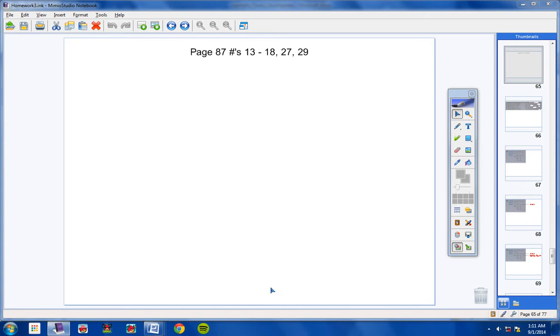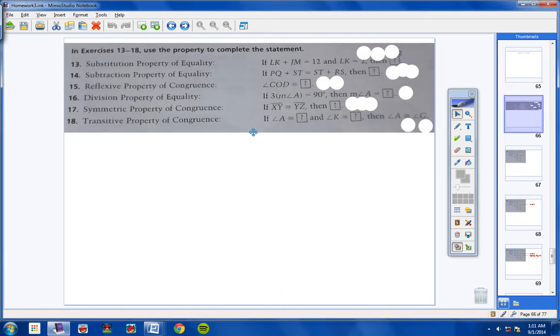On page 87, let's take a look at numbers 13 through 18. We're going to use the property to complete the statement.